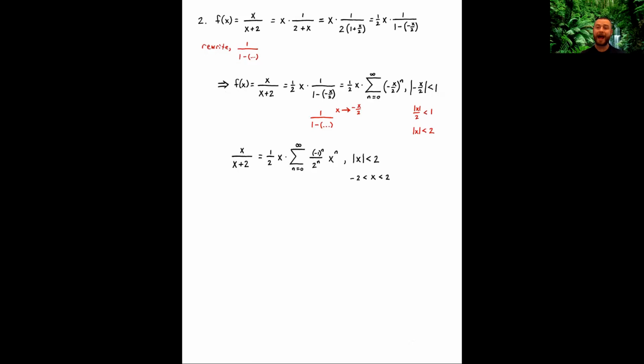All right, that absolute value inequality is equivalent. Take the absolute value of each part, which we've done. You can multiply your 2 over, and that is equivalent to the absolute value of x being less than 2 for this power series to be valid within the interval of convergence.